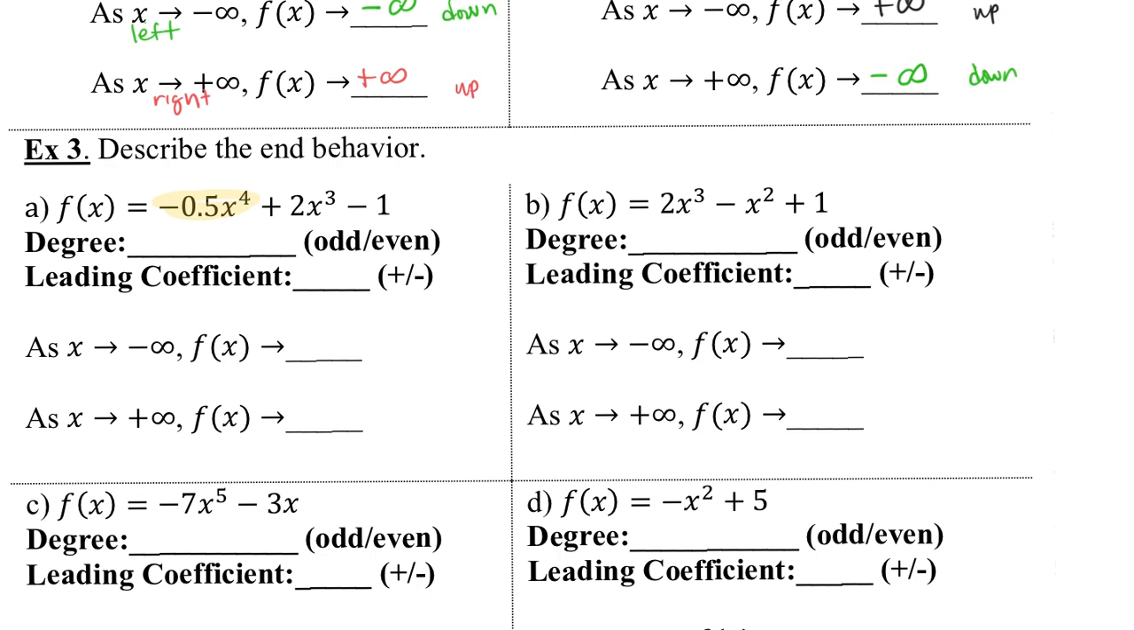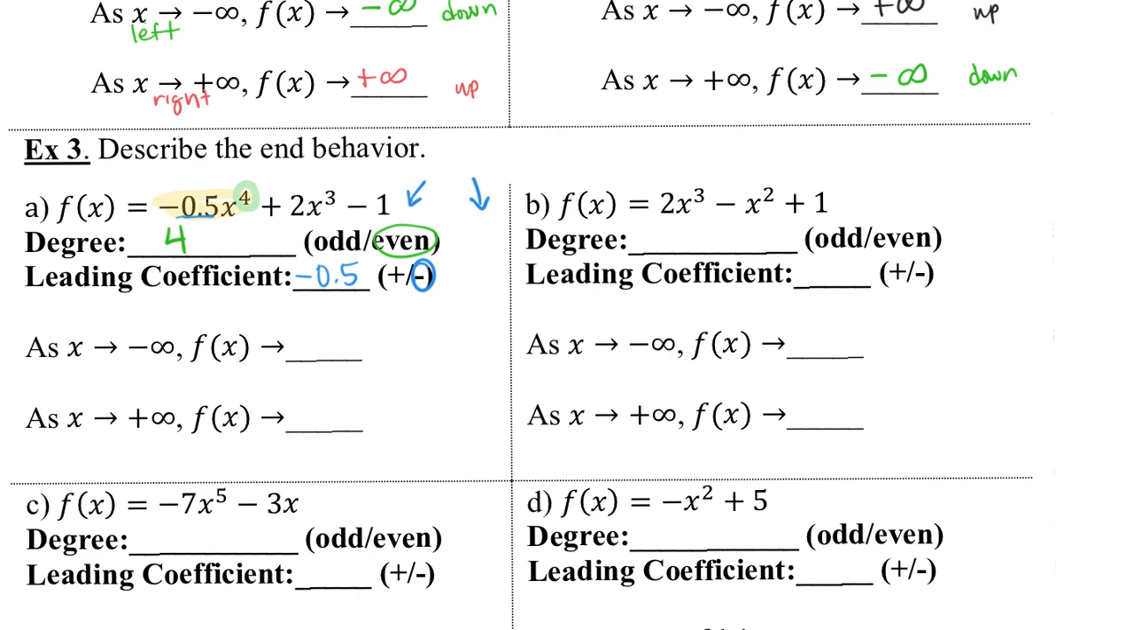Okay, now what's the degree here? The degree is the 4. That's the exponent. Okay, is that odd or even? Even, which means it's going to go up, up, or down, down. Okay, the leading coefficient, negative 0.5. So the leading coefficient is negative. Okay, even means it's going to match on both sides. Negative means down on both sides. So it's going to go down on both sides. Even matching negative down.